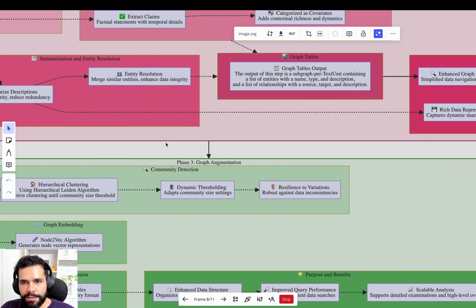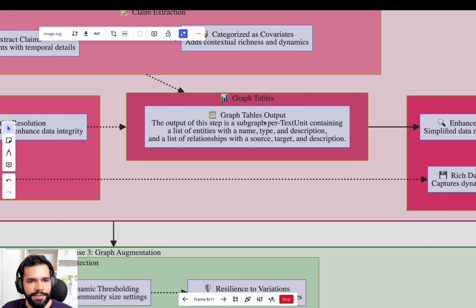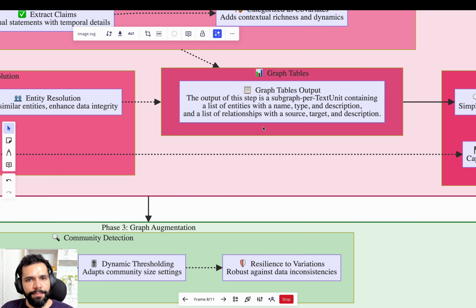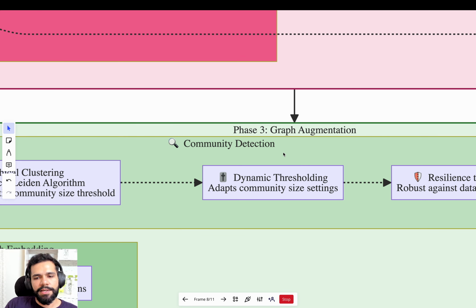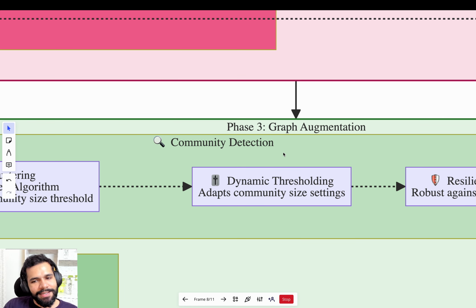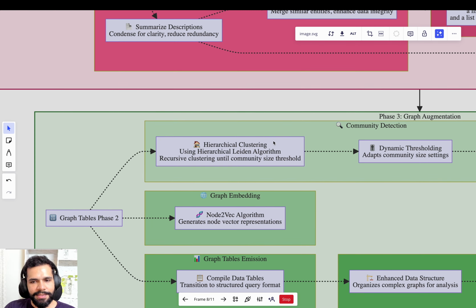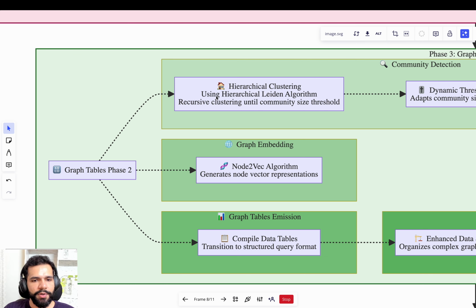Let's get back to it. What do we get out of this? We get graph tables, and we move on to the exciting part, which we have been discussing for quite a long time now, community detection. The first step in this phase uses the hierarchical Leiden algorithm, which is essentially, as it says, a hierarchical clustering algorithm, which we'll cover at a later point.